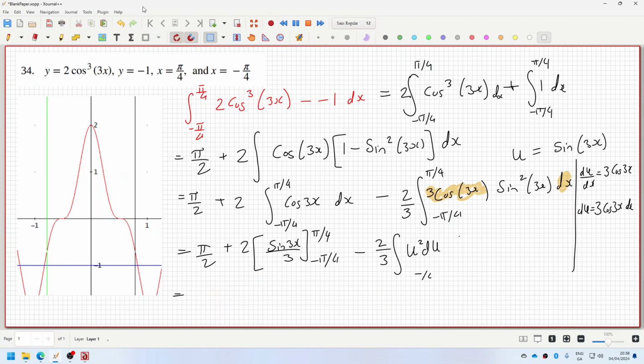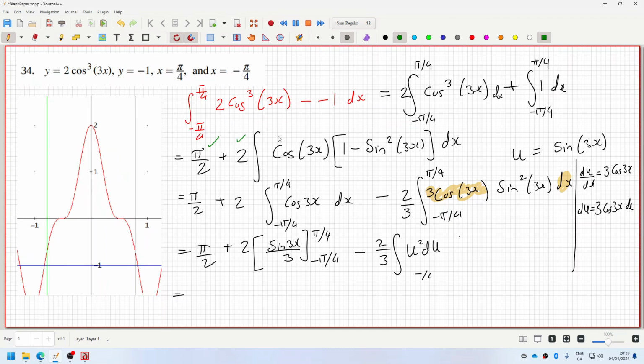Go back a step now. Okay, 2 cos cubed 3x minus 1, that's plus 1. That integrates to x. Pi over 4 minus pi over 4, that's pi over 2. So I'm happy with that. That looks okay.